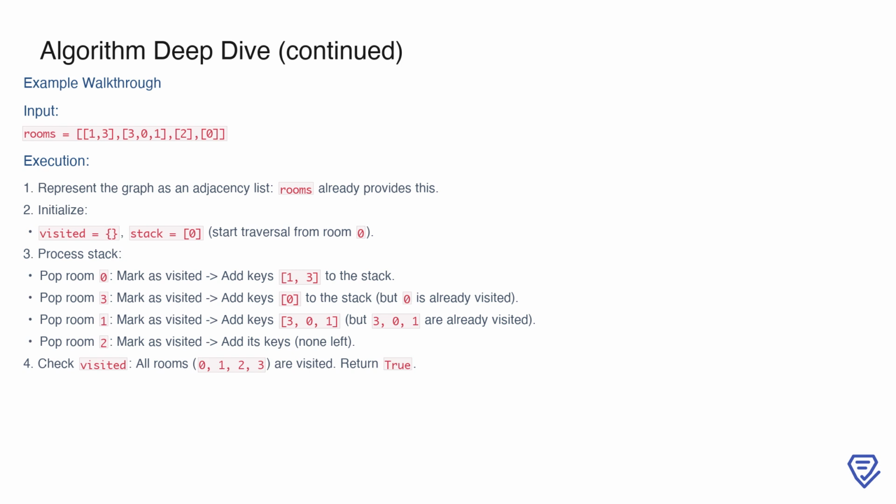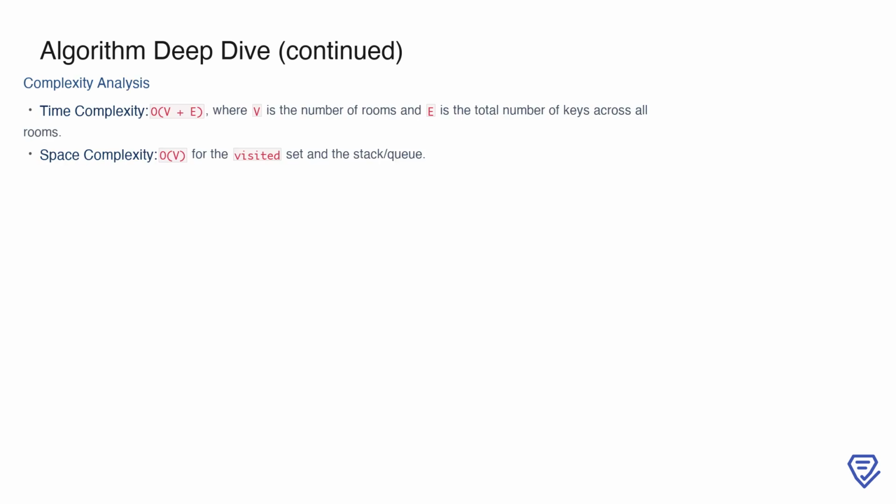In terms of complexity, the time complexity of the solution is O(V + E), where V represents the number of rooms and E is the total number of keys across all rooms. This accounts for processing each room and each key once. The space complexity is O(V), as we store the visited set and the stack or queue for traversal. These structures scale with the number of rooms, making the algorithm efficient both in terms of time and space.